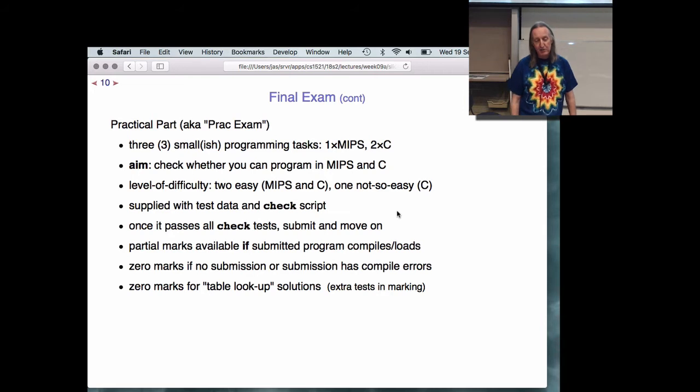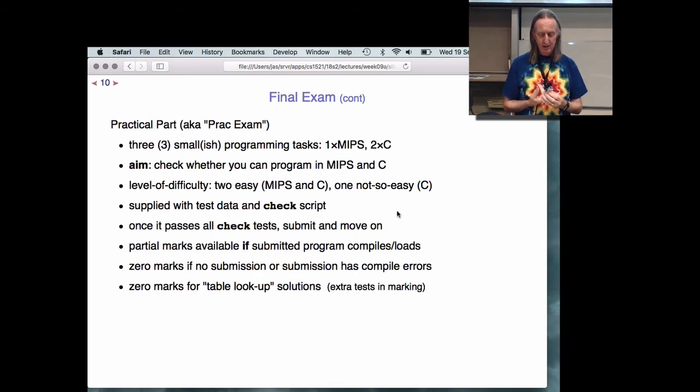So we give you a check script. When you write your program, you run check on it. As soon as you see test 1 passed, test 2 passed, up to whatever test N passed, they all passed, then you just say submit question 1 and you're done with that question.